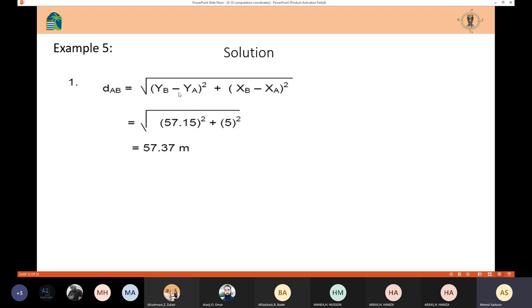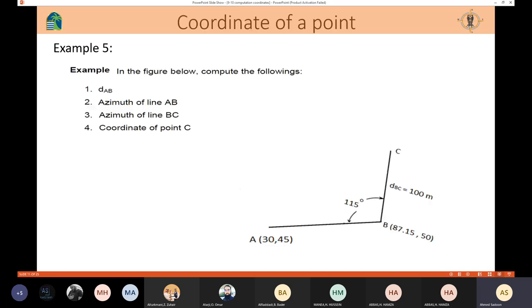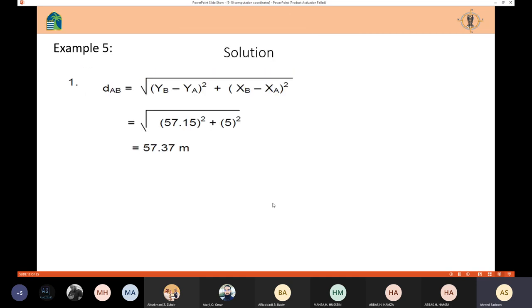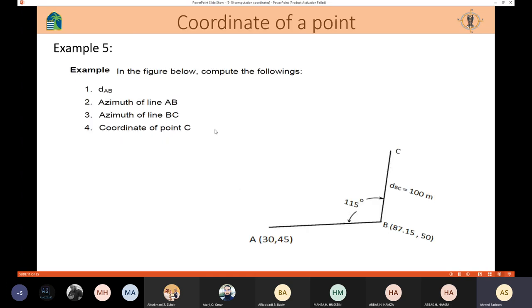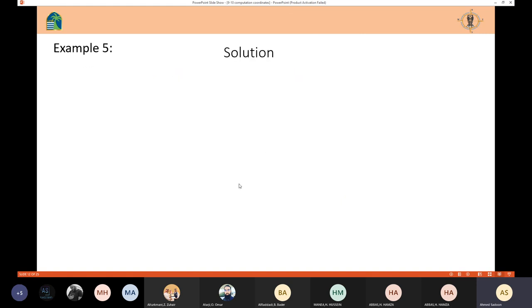So the value of the departure is positive and the value of the latitude is positive. It means that the line is located in the first quadrant. And it's clear here, the line is located in the first quadrant. So now I determine the distance between the point A and point B. And also it requires to determine the azimuth of the line AB. We need to determine this azimuth here.